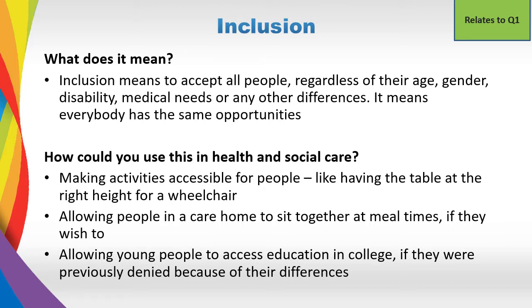The next one, allowing young people to access education in college if they were previously denied because of their differences. So perhaps they were told, oh, you can't go to college because this, that and the other, you've had problems in your life and it's not suitable for you. It's not the case. Everybody has the right to have the same opportunity. They might just need a bit of extra support to get there.